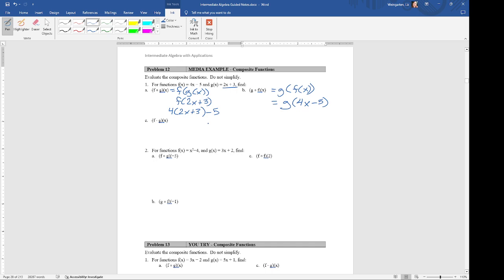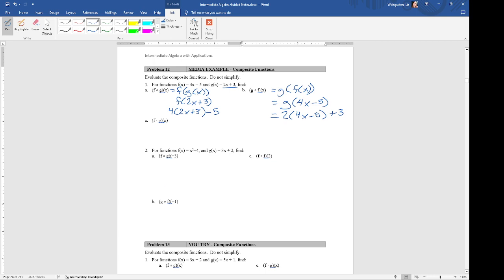And again, we're now at a lesson 1 type problem, where we take g of x and replace all of our x's with what is inside the parentheses. So we have 2 times 4x minus 5 plus 3. And that's as far as you're required to go.